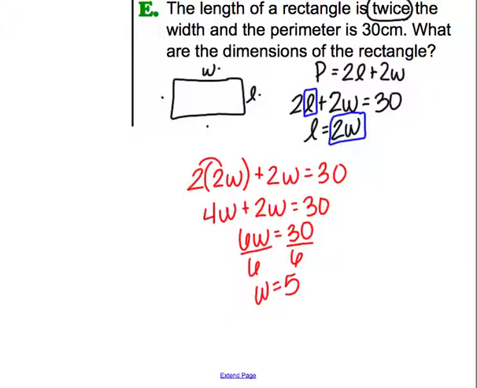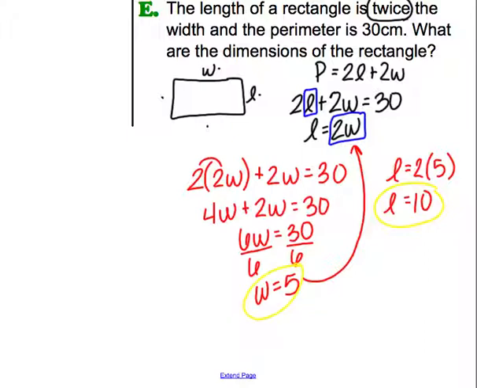So now I'm going to put this back in the original equation. We get that the length is equal to twice the width, which is 5. 2 times 5 does equal 10, giving me a length of 10. So we have here my two solutions. And you wouldn't put this in an ordered pair just because we're not really talking about ordered pairs of x and y.